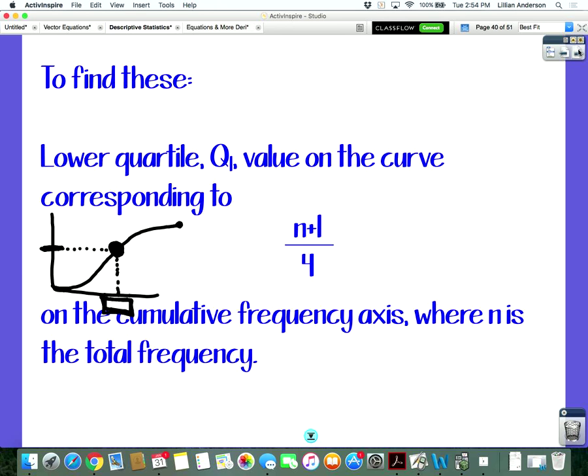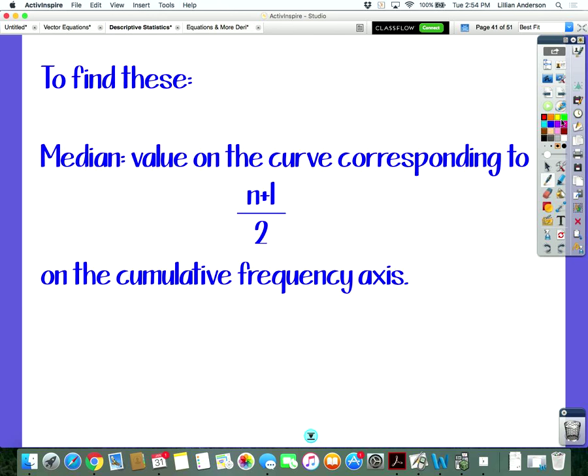The next one is your median. Okay? Your median is the value that corresponds on your curve to the n plus 1 divided by 2. Same thing as it was before, on your cumulative frequency axis. So take that last example. Let's find the median of it. What is the total frequency? So we do 180 plus 1 divided by 2. What number is that?